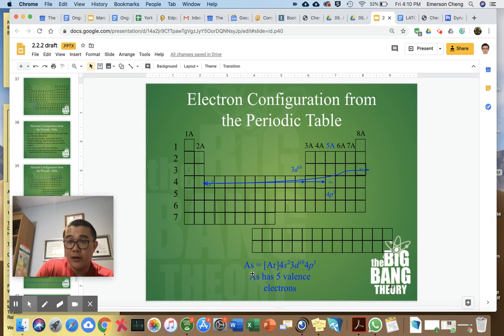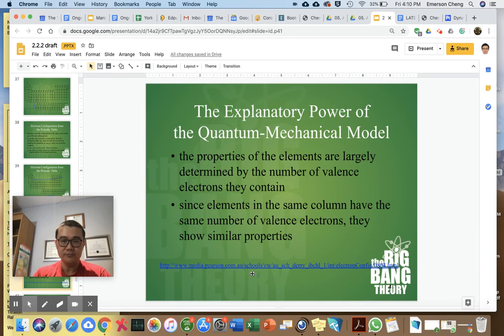Now, in some ways, it's a lot of practice. So do a lot of these practice questions on how to write out the electron configuration of each element from the periodic table.